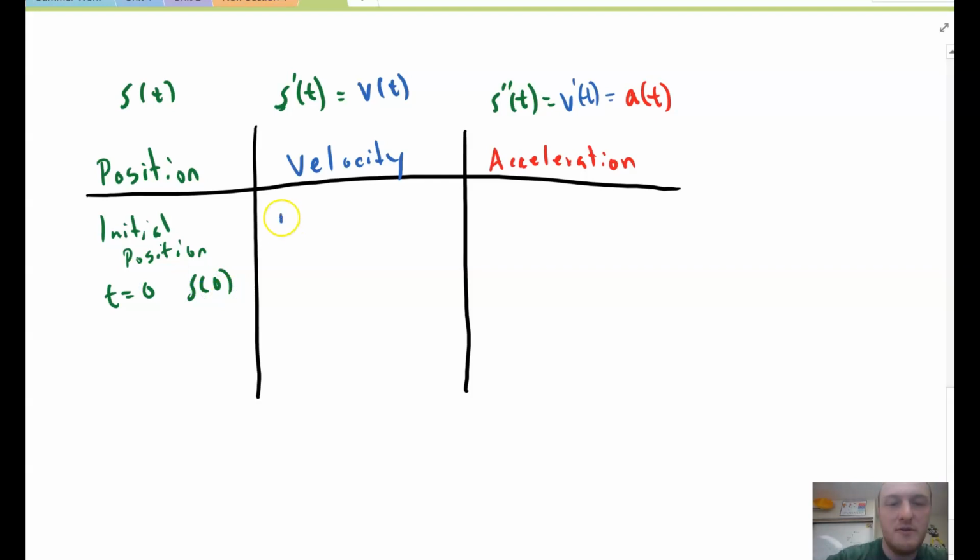And then we also have initial velocity, and this is again when t is equal to 0, or v of 0.